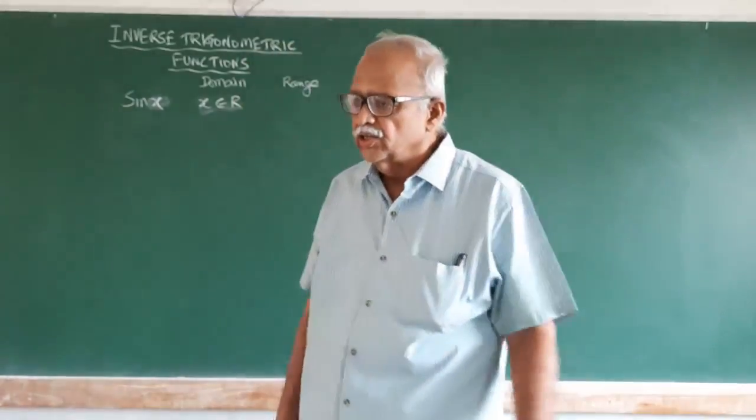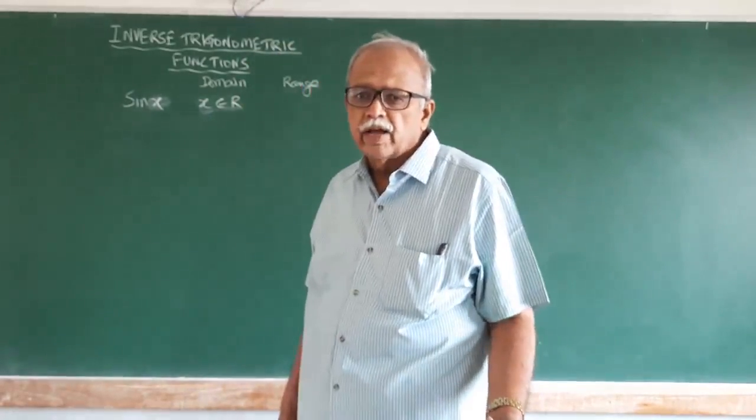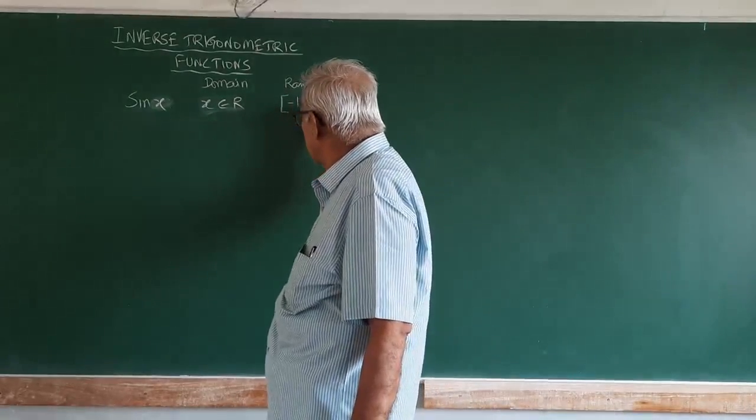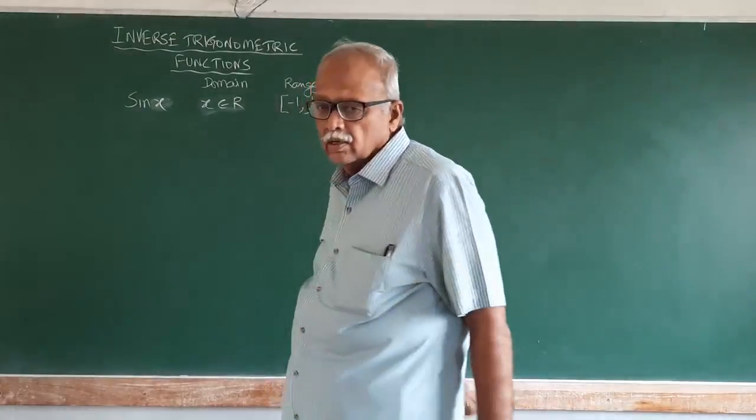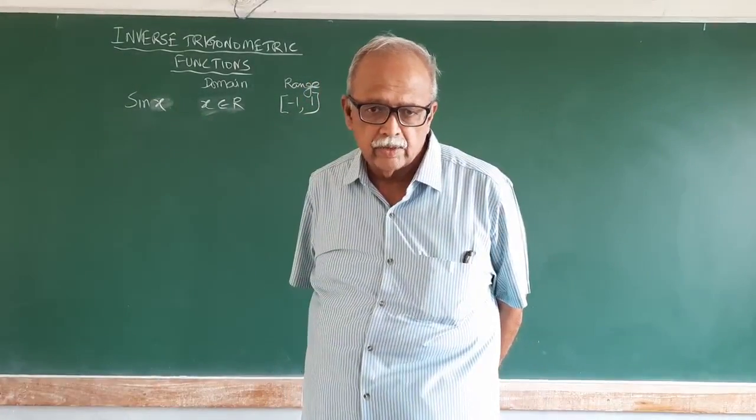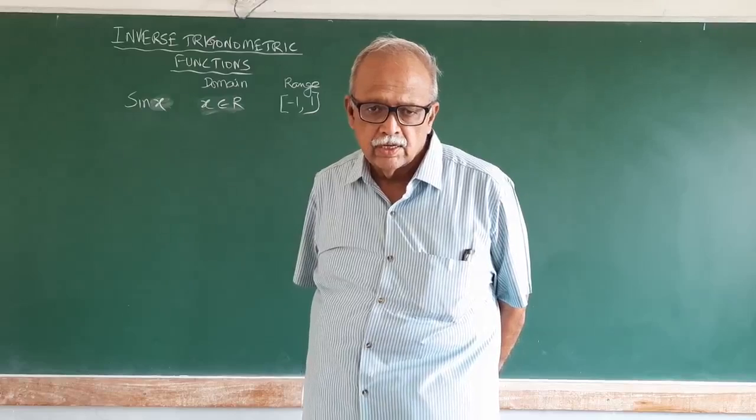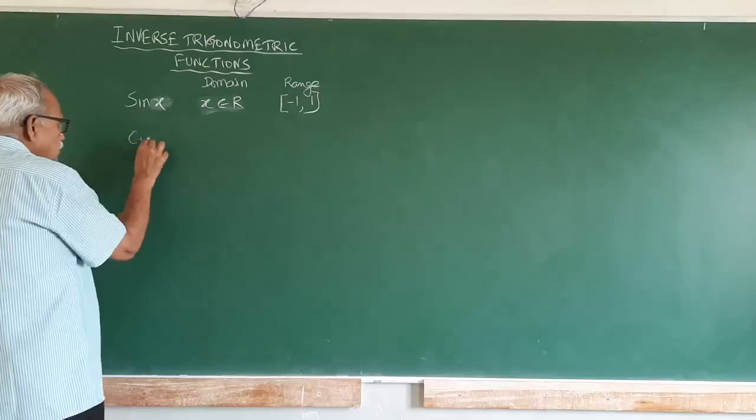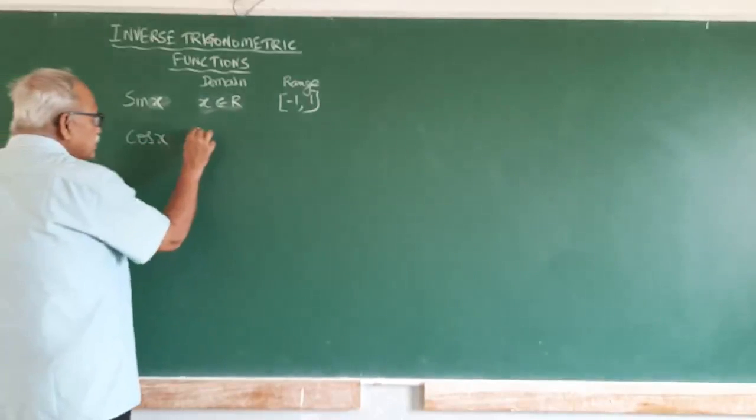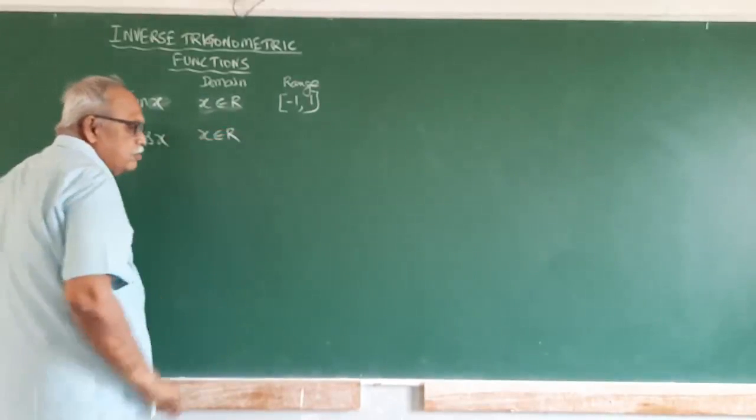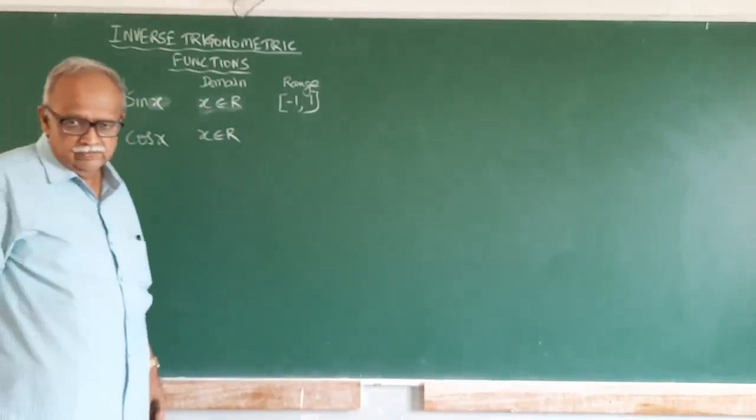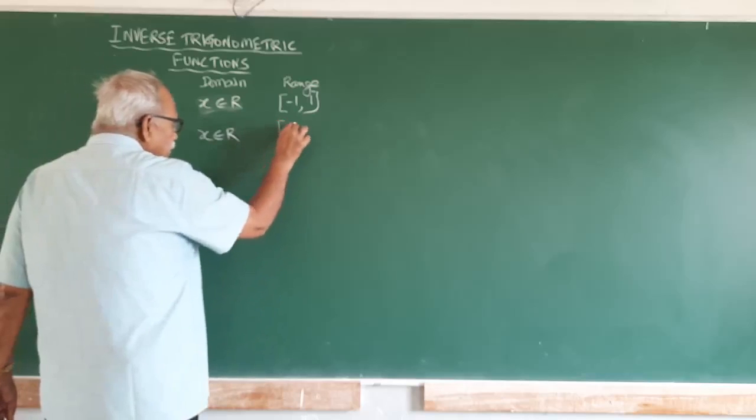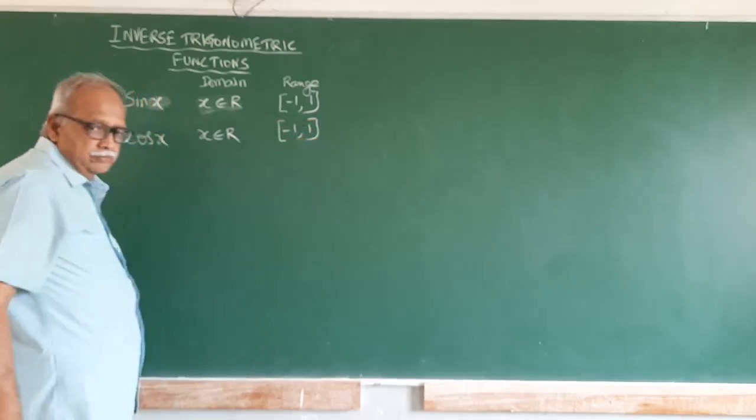Then what is the range? Range means the minimum and maximum value of the sine function. So that is the square bracket minus 1 comma 1. That is the range of the sine function. Next let us take the cos function, cos x. For cos x also the domain is real numbers. So any real number x can take. And the range will be always minus 1 to 1.